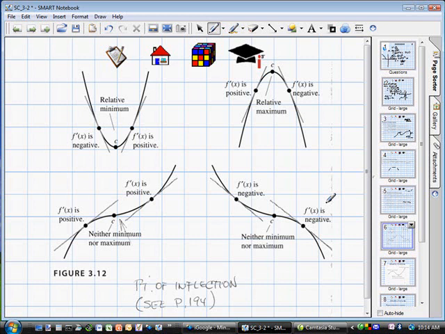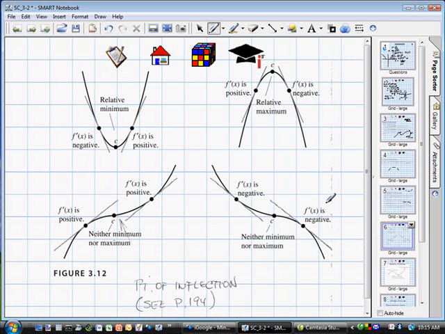Now, it could happen that you've got this. If it's going up to the left and up to the right, now it's just kind of a resting spot. It's not a relative min or a max. And we have a name for this. I wrote it in on the bottom, even though the book, I don't think, has said it yet. It comes a little bit later, page 194. This is called a point of inflection, or just inflection point.